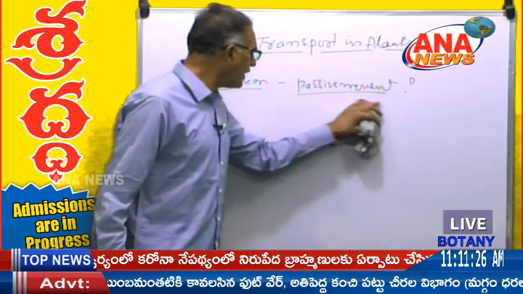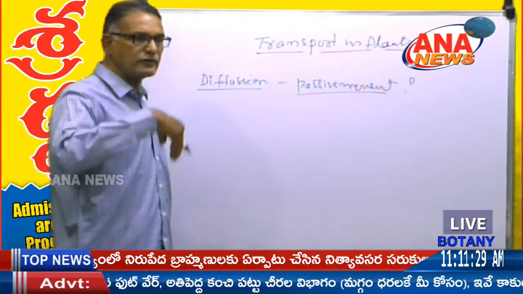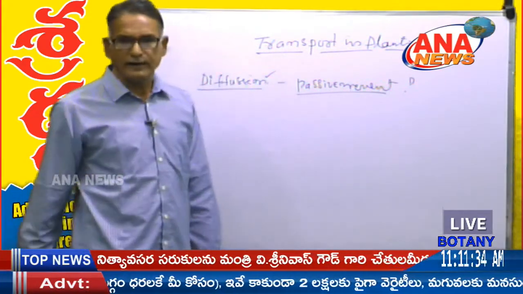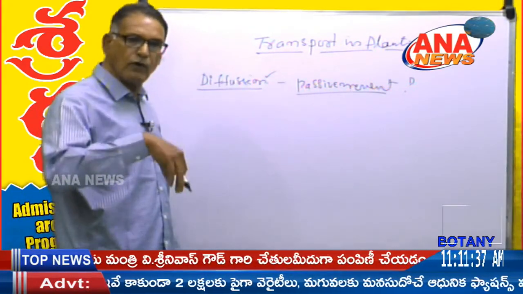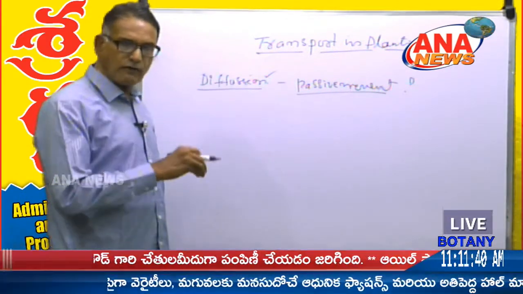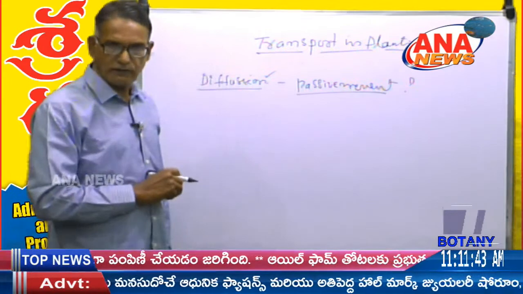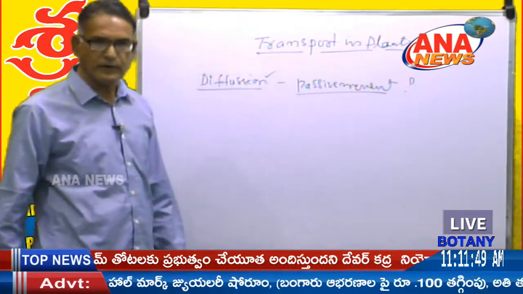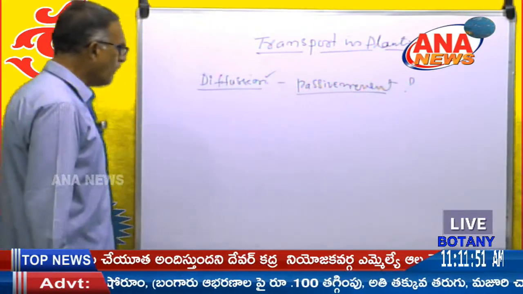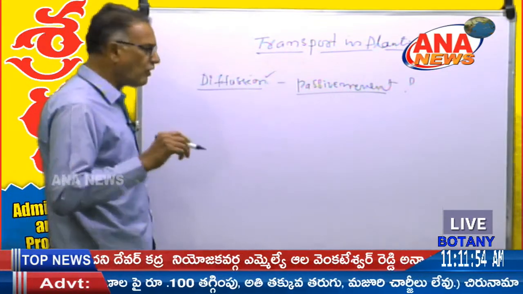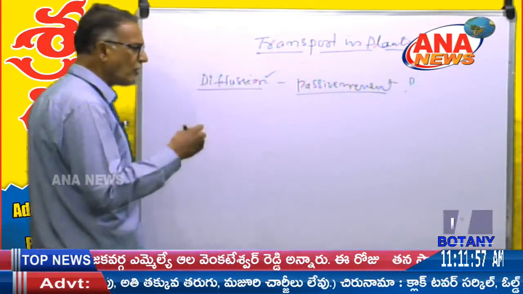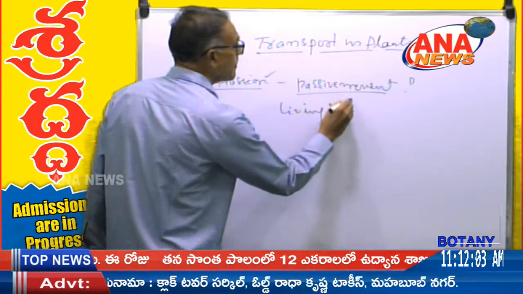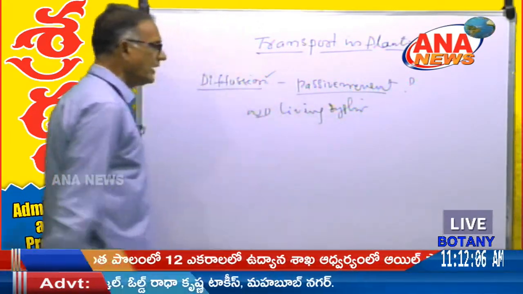Sometimes the evaporation of water from intercellular spaces into the atmosphere also takes place by diffusion. Whatever you call transpiration, during transpiration the water moves out as water vapor from intercellular spaces to the outer surface, the atmosphere. That also takes place by diffusion. So there is no living system involved in diffusion. No living system is involved in diffusion.